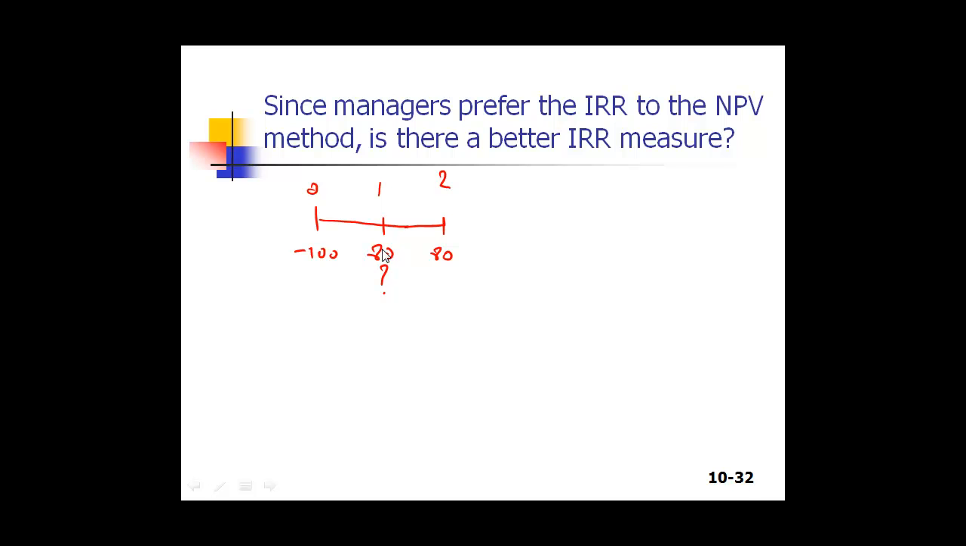And to prove that to you, let's first assume a discount rate of 10%. Now, how will you calculate the NPV of this project? The NPV of this project is going to be minus 100 plus 80 over 1.1 plus 80 over 1.1 squared. And since we are doing this, most people think that this 80 comes in and then we are not doing anything with the 80.